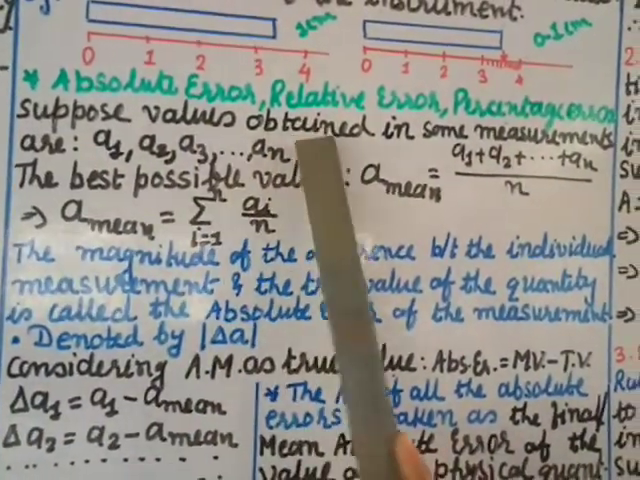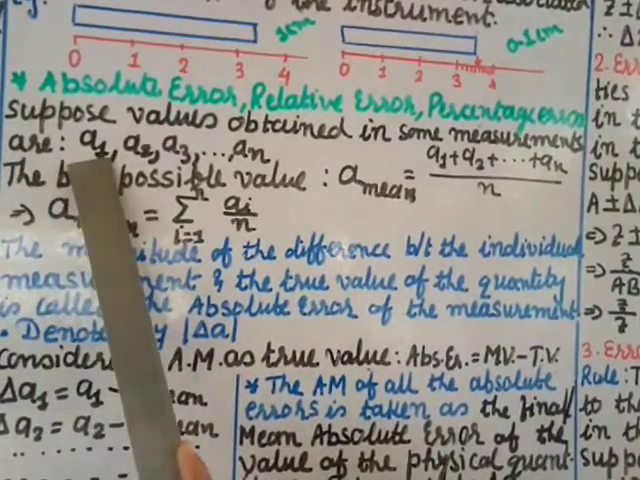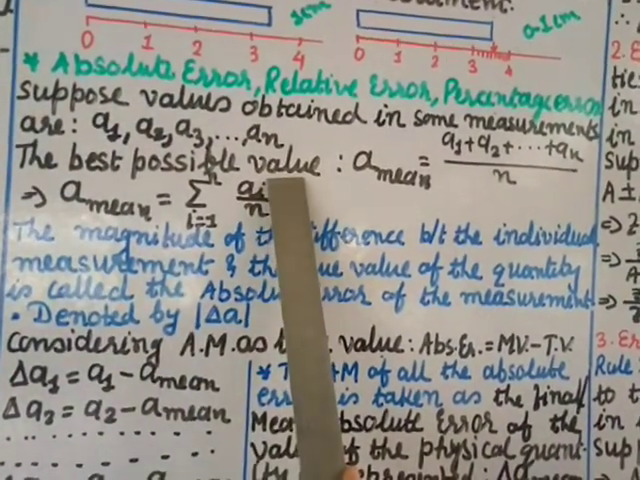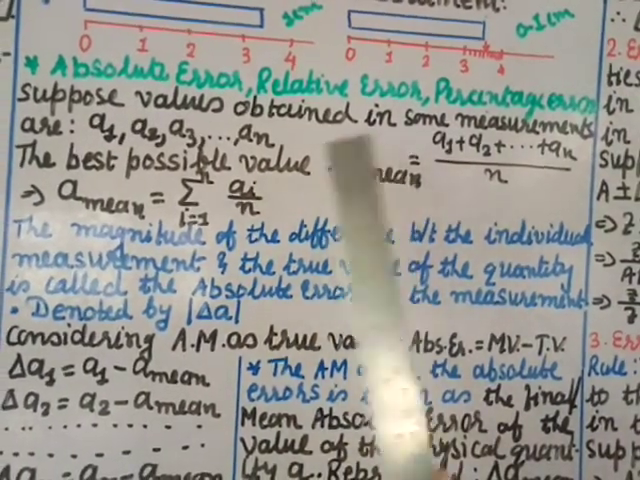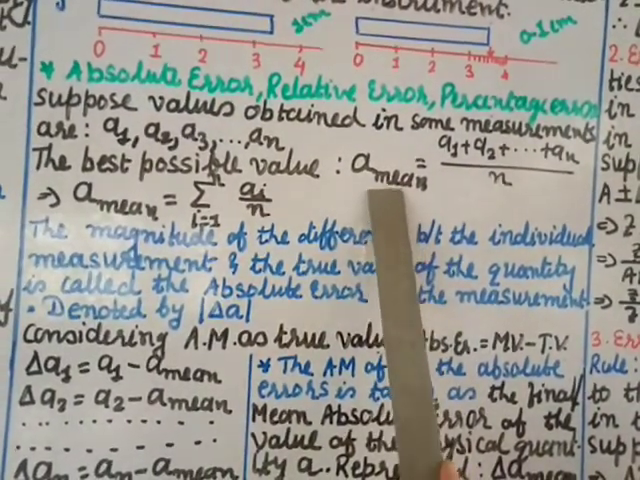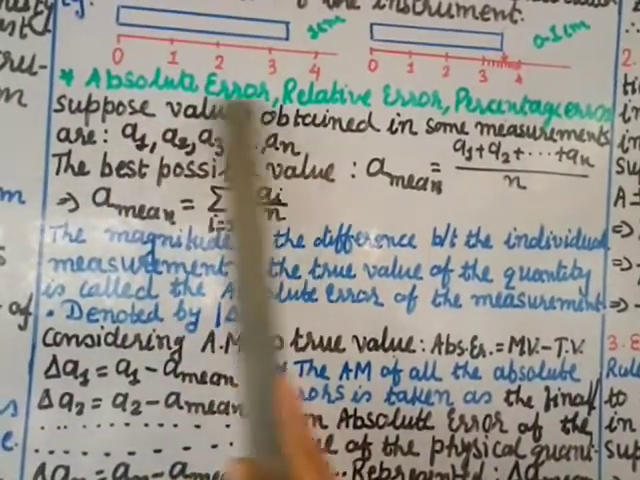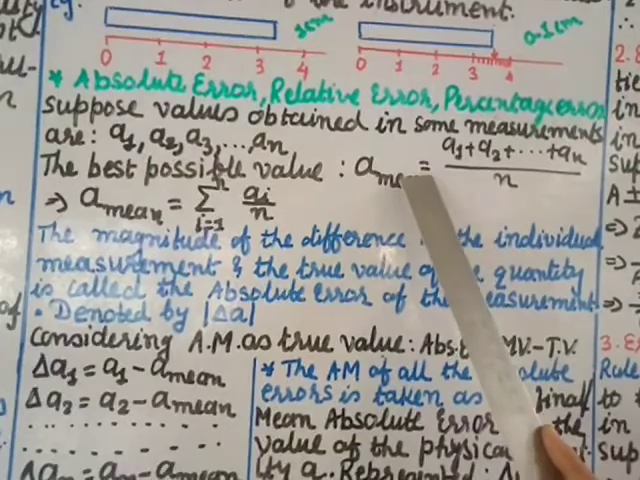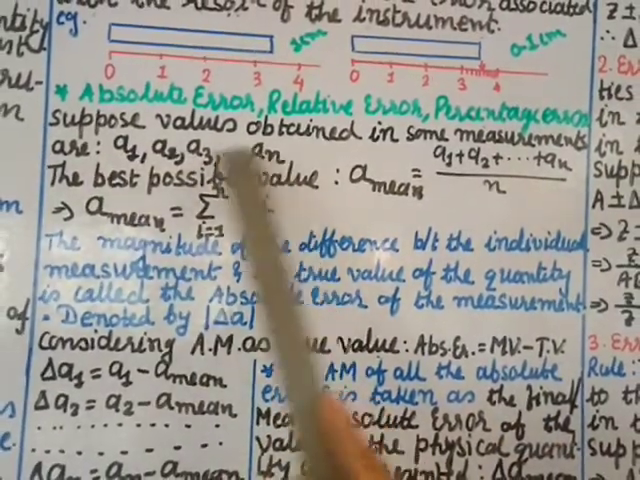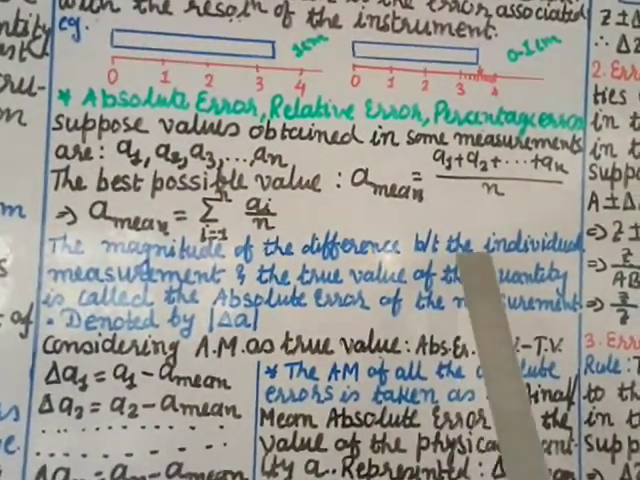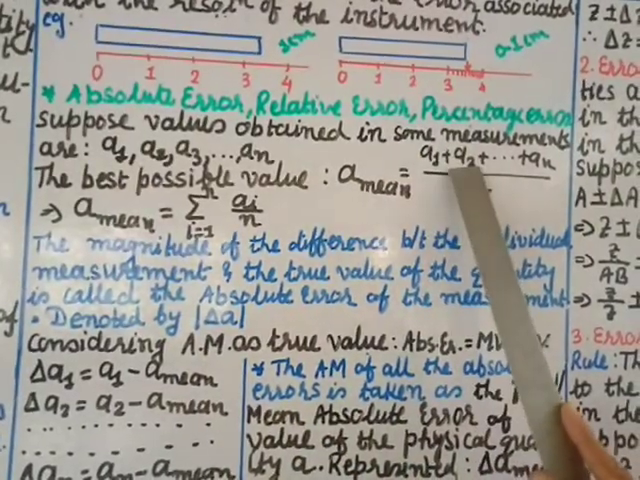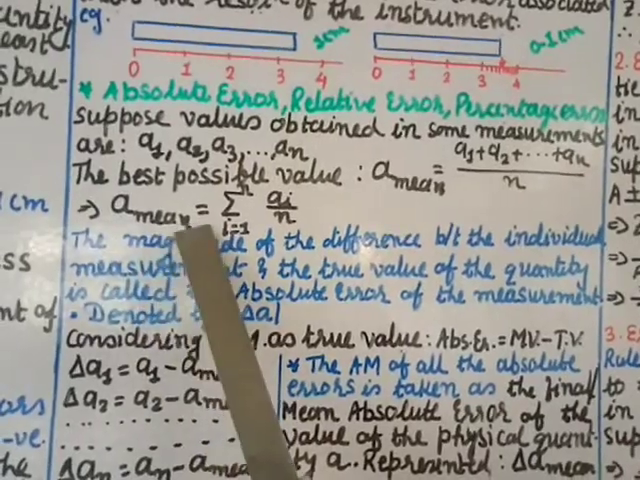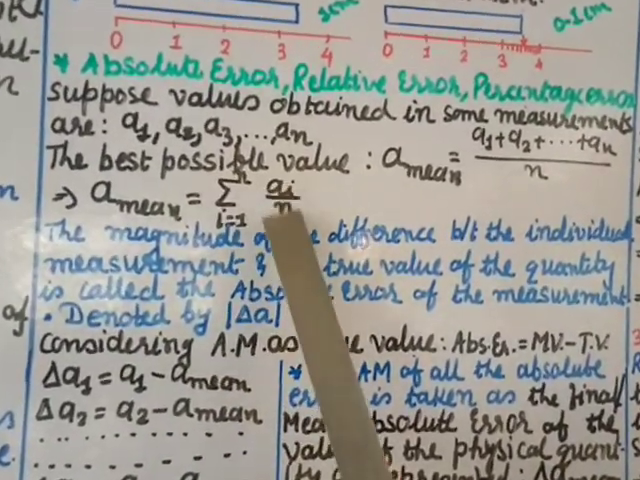Suppose the values obtained in some measurement are A1, A2, A3 up to AN. The best possible value is taken as A mean. If the true value is given, then we do not have to find this, but the base value will be the average of all these. We know how to find the arithmetic mean in mathematics: the addition of the observations divided by the number of observations. So here A mean is A1 plus A2 plus up to AN, divided by N. Mathematically, A mean is equal to the sum from i equals 1 to N of Ai, divided by N.